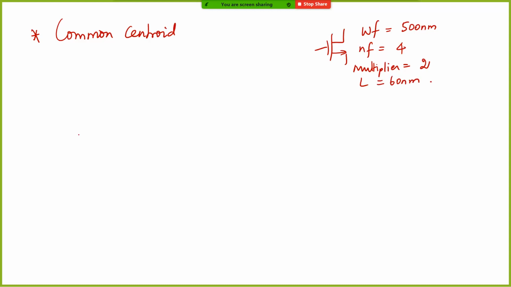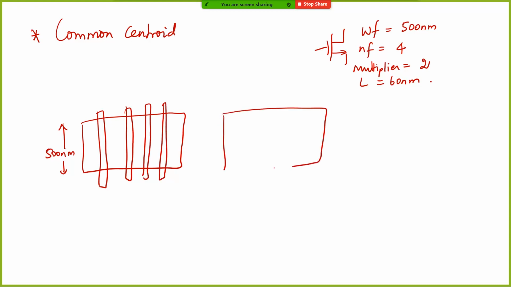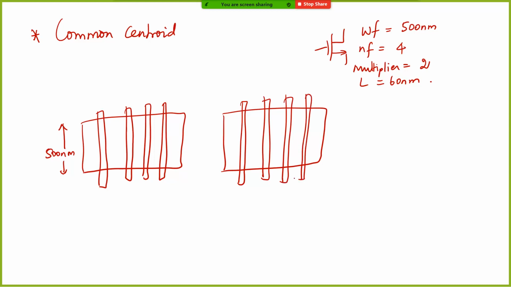Now how will this transistor look? Basically this transistor will look something like this. You have the width per finger being 500 nanometer, and I'm going to have 4 fingers, which means I have 4 gates. And I have a multiplier of 2, which means this transistor's layout basically looks like this. 2 units of finger width 500 and number of fingers 4.